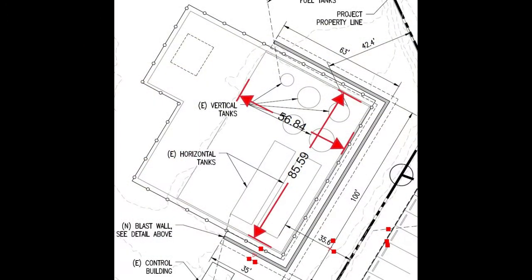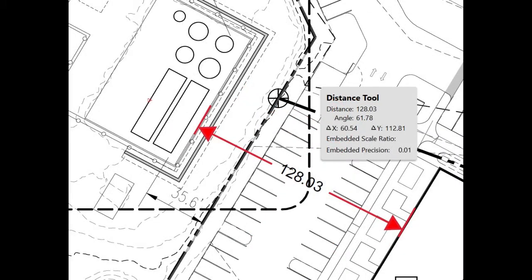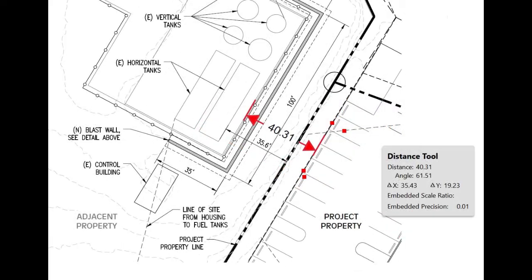Because the fuel is liquid and not under pressure, and there is a containment area, a form of dike, we used the diked containment area length and width for the ASD calculation, rather than using the volume of an individual tank. The dimensions of the diked area are 85.59 feet in length by 56.84 feet in width. The tank containment area is 128.03 feet from the nearest planned building and 40.31 feet from the planned parking area of the project site.